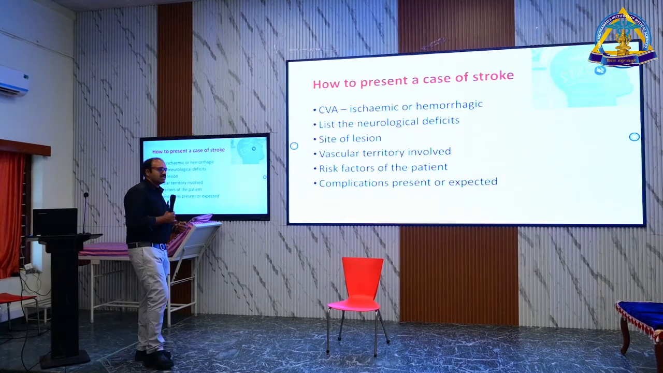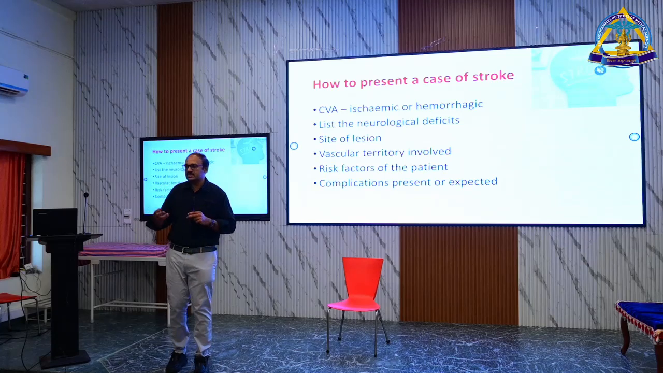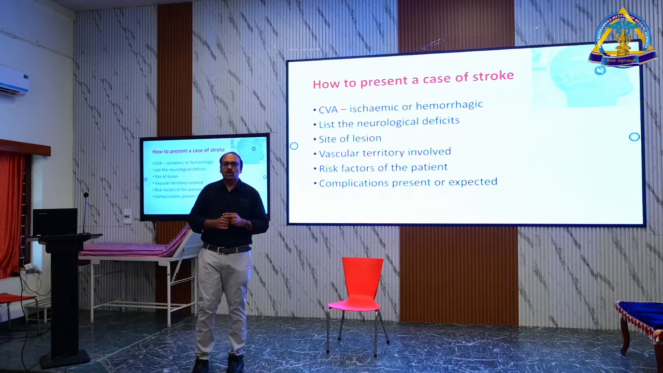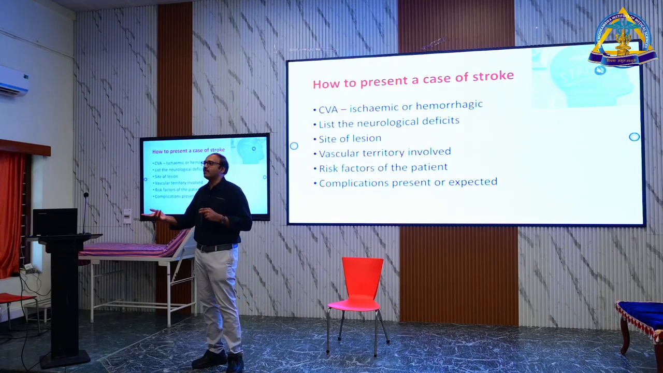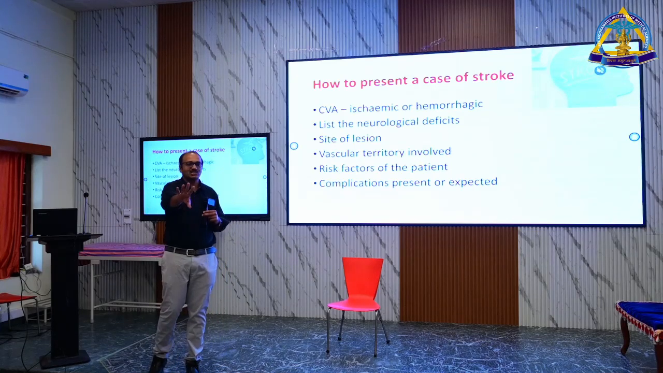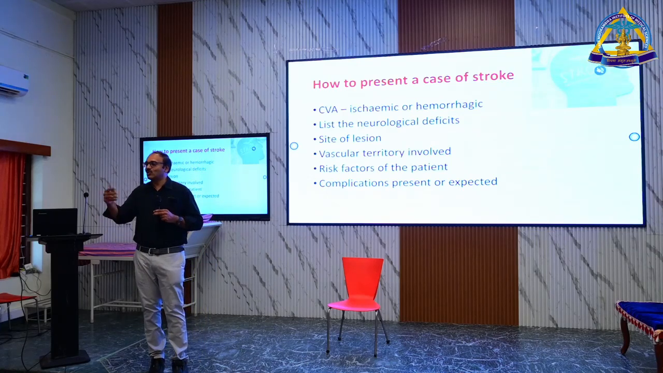Then you say risk factors. Risk factors means underlying diseases. Then complications. What complications are expected? Most of the patients die due to pneumonia, DVT, hyponatremia, SIADH, and bed sores. Sometimes there may be bed sores. So ideally you have to look at the back also. You examine the patient in supine position and just turn him over. You will find plenty of bed sores. And that will cause sepsis and that causes death.